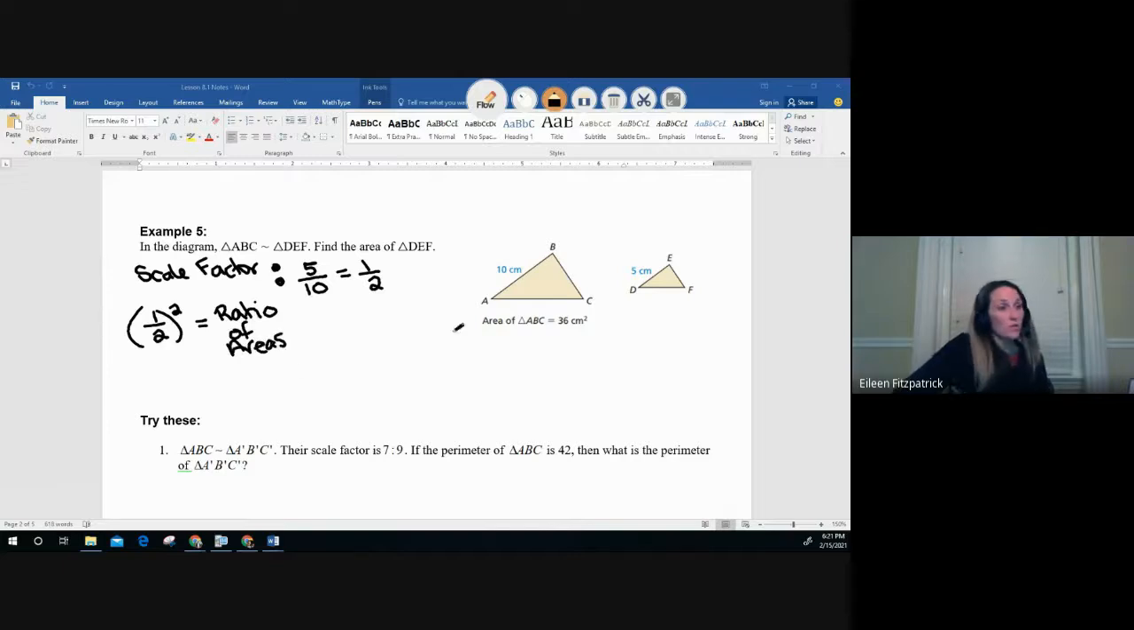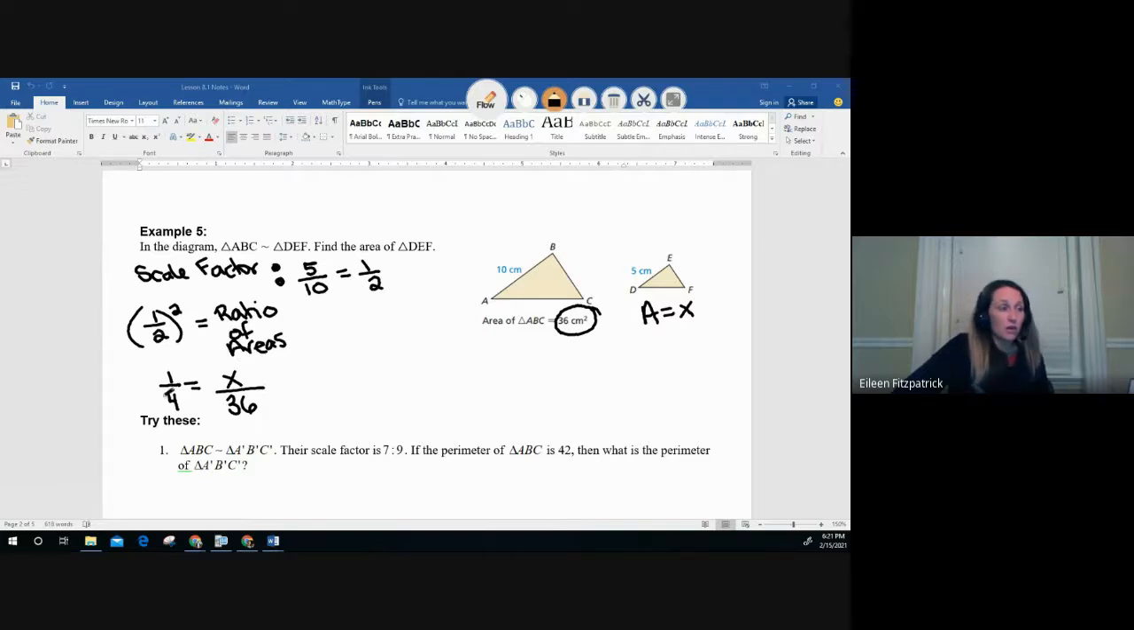Well, I know the one area, but I don't know this area. That's my unknown. All right. So first, let's square 1/2. Square the top, square the bottom. You get 1/4 is equal to the area of the larger, which is 36, over the area of the smaller, which I don't know. So I square my scale factor and set it equal to the ratio of areas.